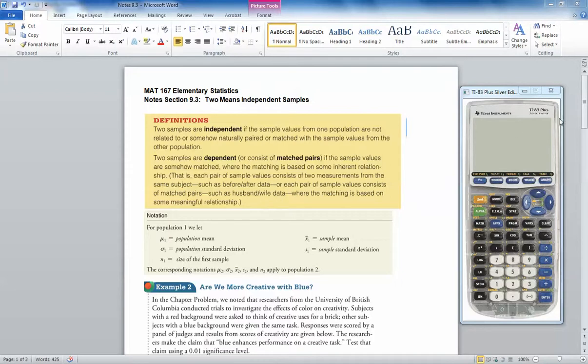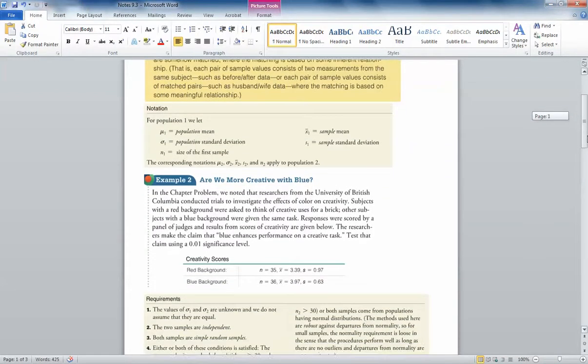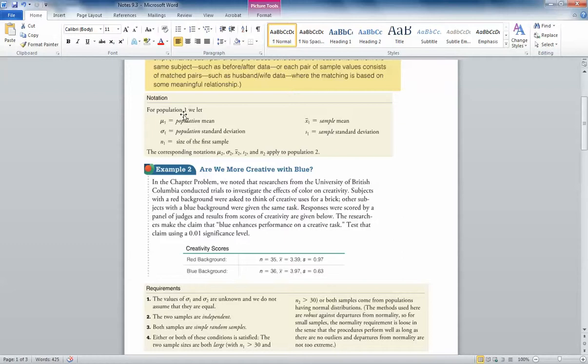All right, let's look at our notation. We're going to have two populations. Mu1 is the population mean for the first population. Sigma subscript 1 is the population standard deviation. N1 is the size of the first sample. X bar 1 is the sample mean, and S1 is the sample standard deviation. And then the corresponding notations with the subscript of 2 apply to population 2.